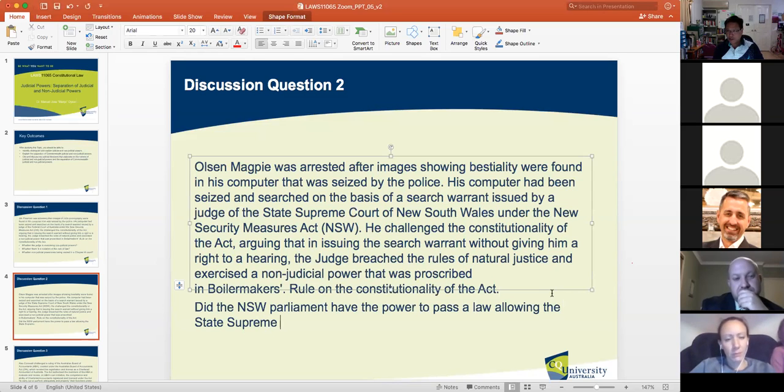As I said, in the interest of learning, the problem I have with the way that it was formulated is that it just repeats the facts. So it doesn't lead us to identify what the relevant rules might be. So that's kind of the factual question, but what exactly is the legal issue there? What's the legal question? Allowing the State Supreme Court to issue a search warrant. So that's one way. State court vests non-judicial power in a state judge.